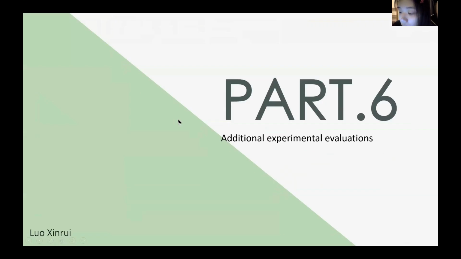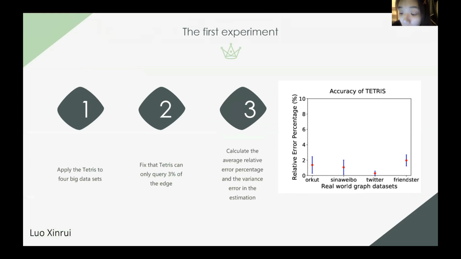Next part, let me introduce the real performance on almost all datasets that the algorithm has. I will introduce 4 additional experiments which suggest the high accuracy and robustness of the algorithm. First of all, we apply it to 4 big datasets, and we fix that it can only query 3% of the edges and calculate the average relative error percentage and the variance error in the estimation.